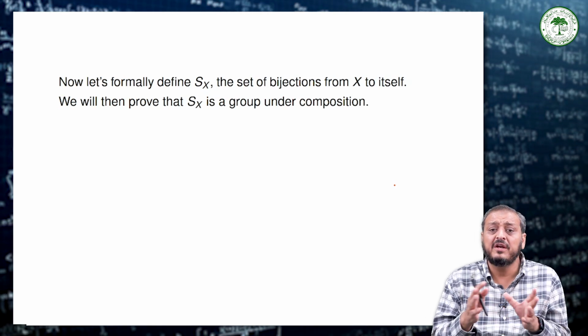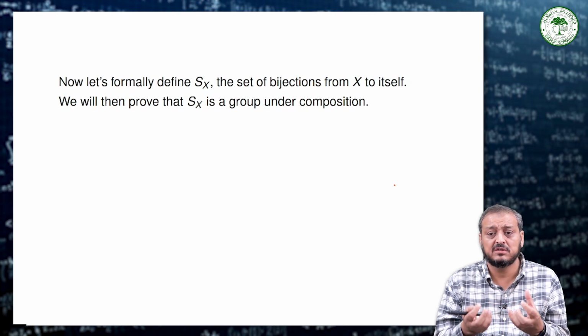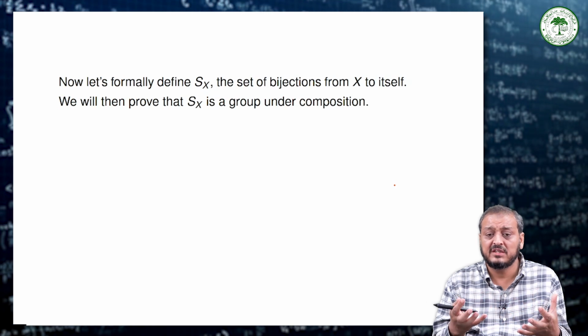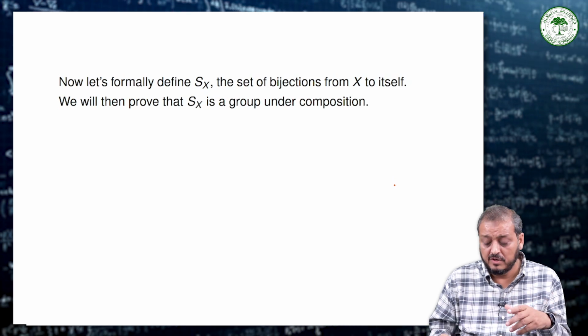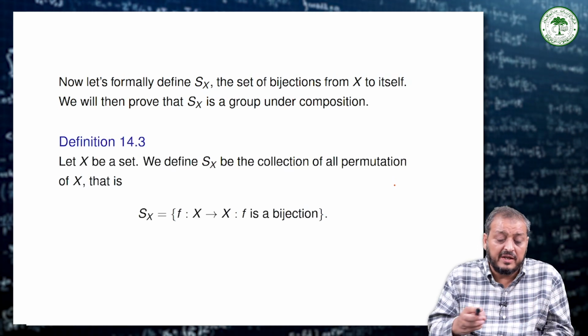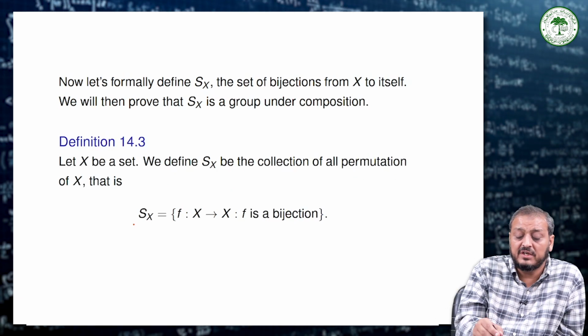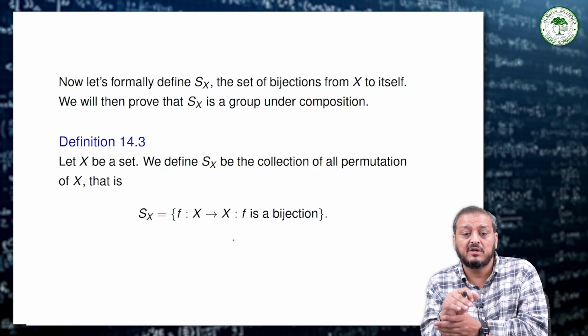Now, let us formally define Sx as the set of bijections from X to itself. We will then prove that this Sx is a group under the composition of functions. So, let X be a set and we define Sx to be the collection of all permutations, that is, Sx is equal to f from X to X, where f is a bijection.